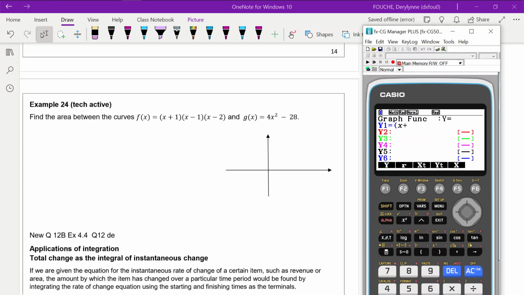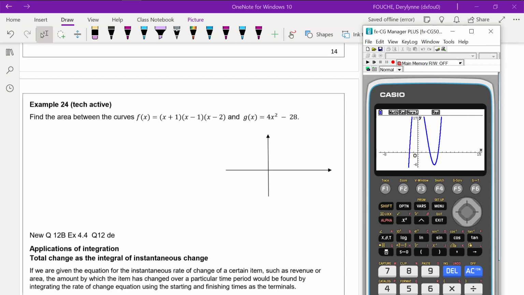So I'm going to have (x plus 1)(x minus 1)(x minus 2), and I want to subtract from that 4x squared minus 28. So I just enter it as there are two separate functions, one minus the other, execute and draw.